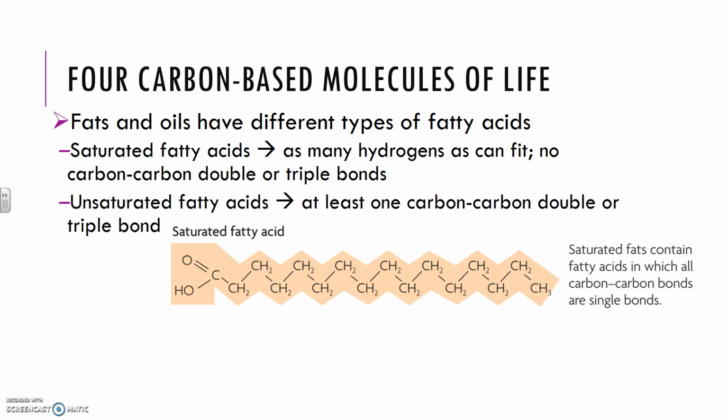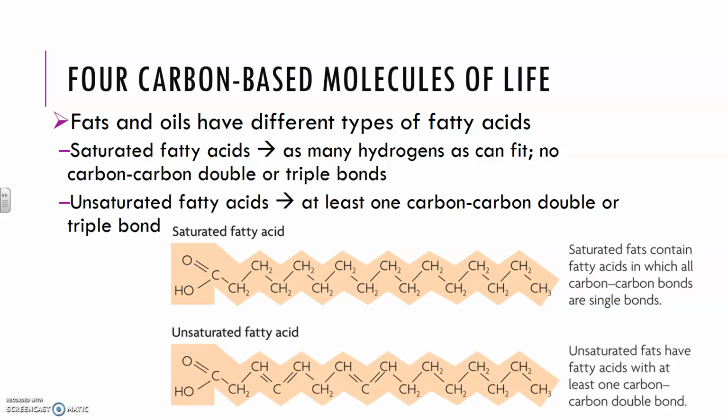Now, with an unsaturated fatty acid, you're going to have at least one carbon-to-carbon double or triple bond, okay? So you can see them here. Now, again, this is not necessarily showing how this lays out when you actually have the molecule itself, but these double or triple bonds between the carbons actually produce what are called kinks in the fatty acid tail.